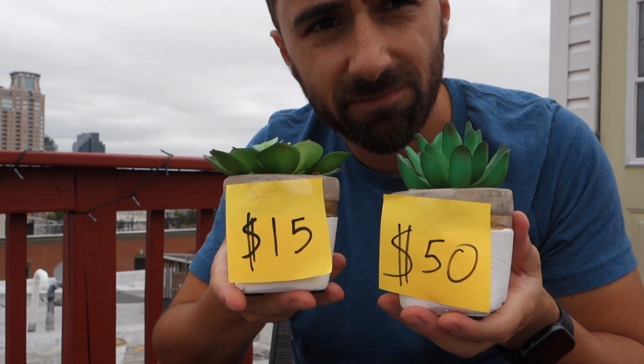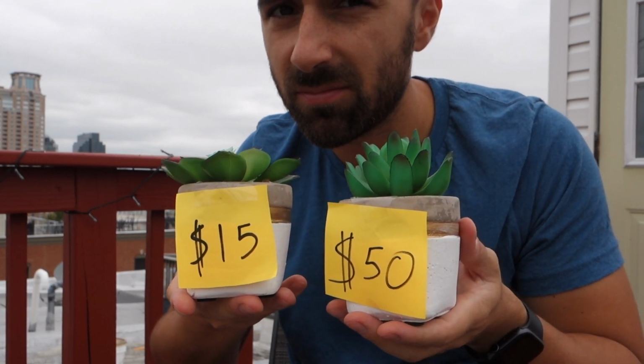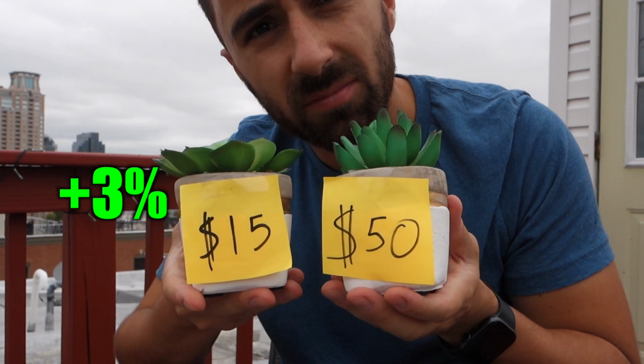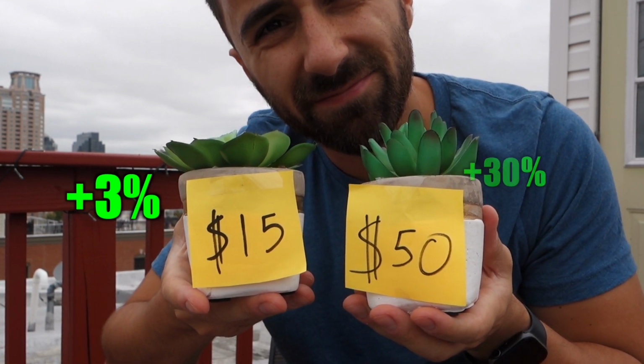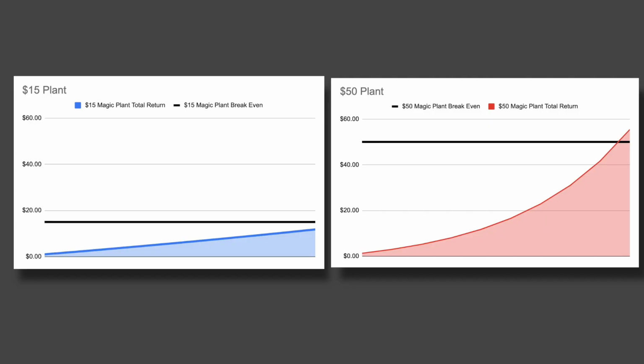Now, what if I told you that while both of these plants grow $1 over a year, the $15 plant grows 3% more money each year, and the $50 plant grows 30% more money each year? Which plant do you now think is the better deal? Well, if we look at this chart showing how much money the magic plants will grow over the next 10 years, you can see the $50 plant has already started turning a profit, but the cheap $15 plant only grew $11, which is still a little over $3 short of what you paid for it.